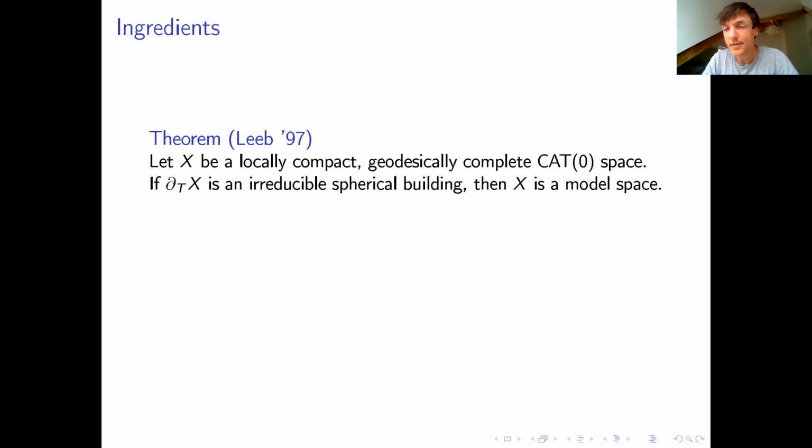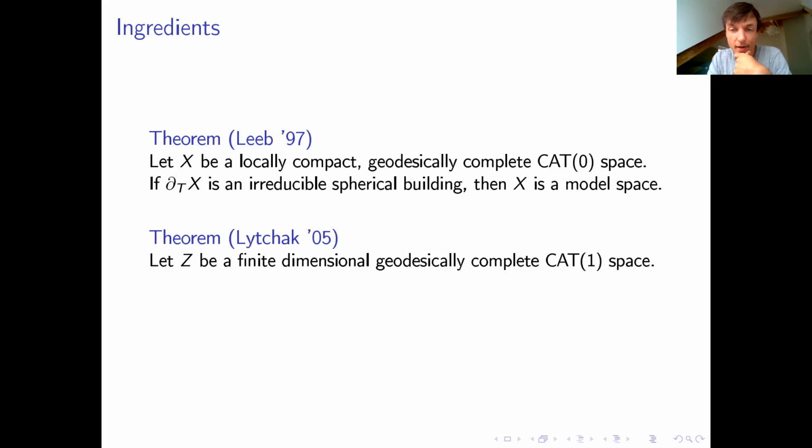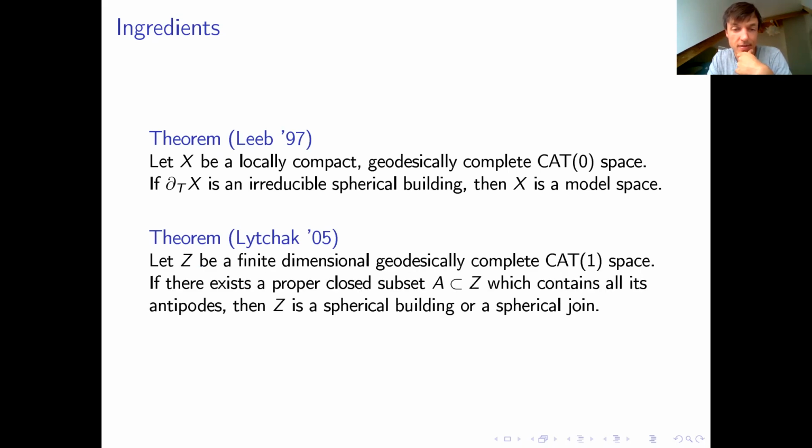What the Tits boundary does is somehow capture the intersection pattern of top-dimensional flats. And if you think of an irreducible symmetric space, that's still rather complicated. So in order to apply this theorem of Leeb, you have to recognize the intersection pattern of symmetric spaces. That's still too hard, so we need more help. And there is this result of Lytchak, which recognizes when a CAT(1) space is a spherical building. So spherical building, just take it as the Tits boundary of a model space. And this reduces the task to finding a particular set.